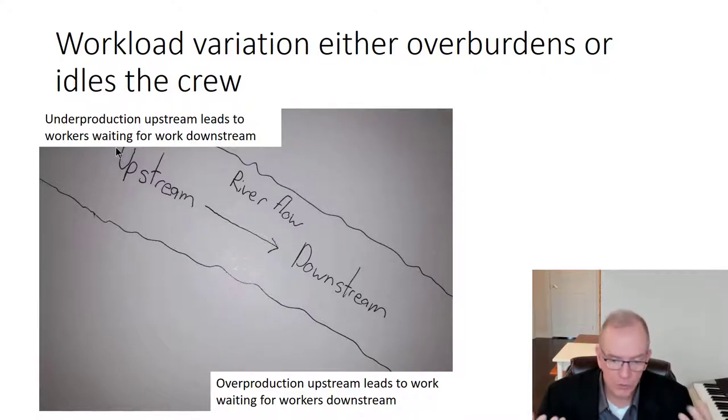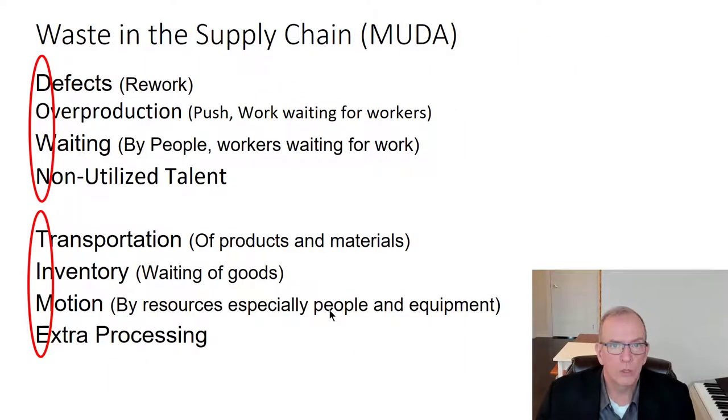Things aren't ready for you, so you've got workers waiting for work. You've got too much to do, so you've got work waiting for workers because you can't keep up to give it to the next party. So when we think about a river flowing downstream, underproduction upstream leads to workers waiting for work downstream. Overproduction upstream leads to work waiting for workers because now you've produced more than was expected, and there's nobody ready to take it. So you don't have a continuous flow in the work.